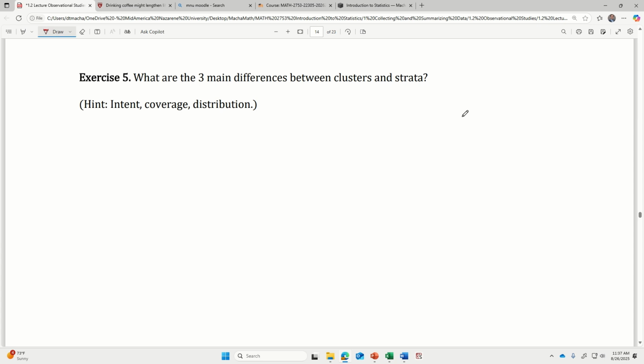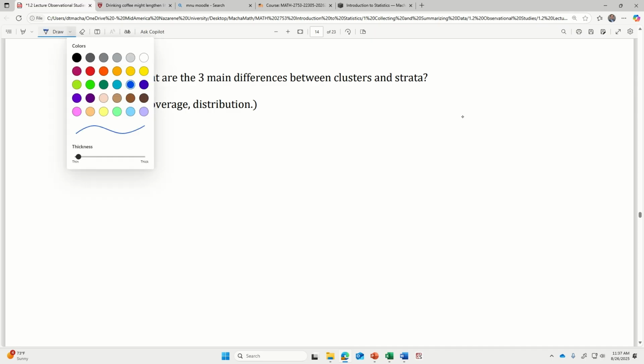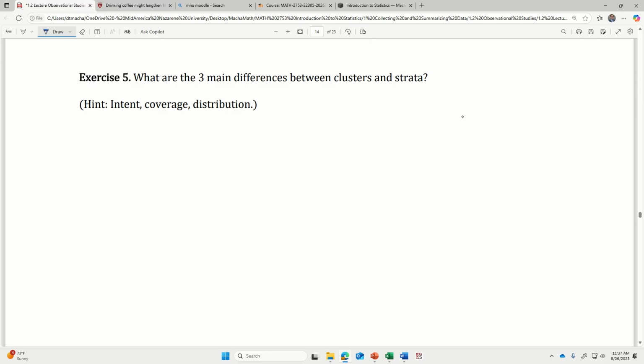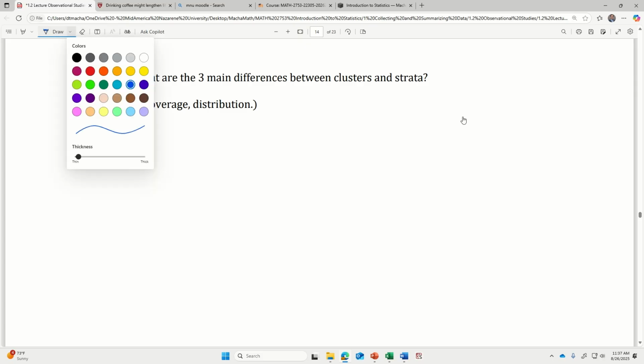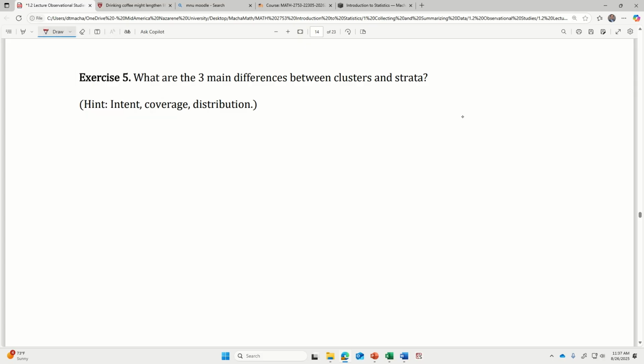And then the last thing is distribution. I want each stratum to be unique with their own unique views and kind of uniform in their views inside a stratum, but for clusters, I want there to be a distribution of views that matches the overall population.